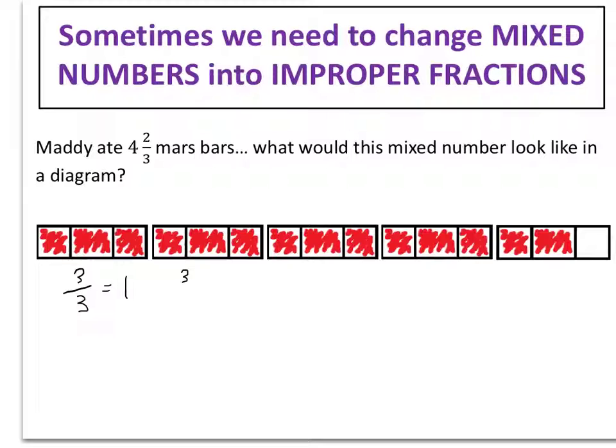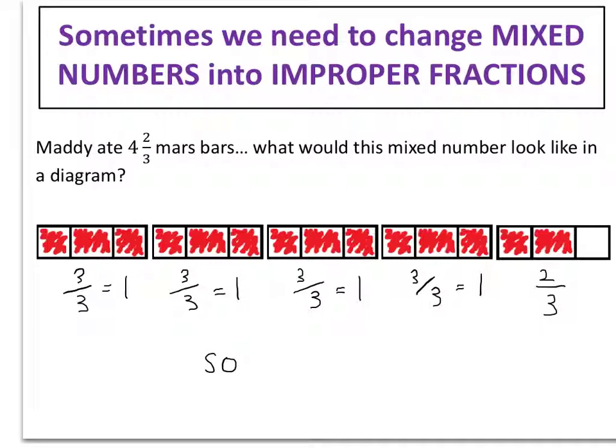Here we have another 3/3, which is equal to our second Mars bar. Here we have another 3/3, which is our third Mars bar. Another 3/3, which is our fourth Mars bar. And then finally 2/3 of the fifth Mars bar.